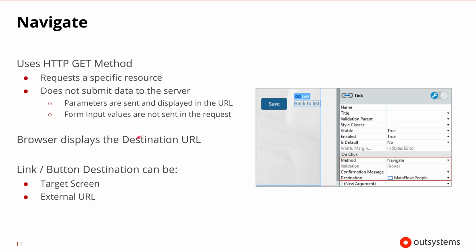And if we hover on the button or on the link, the URL will actually be shown inside the browser. So if the user is hovering on one of these, they can see the destination URL as to where they'd be navigating to. And when we use links and buttons with a navigate method, then we're either going to go to a target screen inside our app, or we'll go to an external URL to some other page or screen outside of our application. So again, we would set the navigate method here and the destination down below.